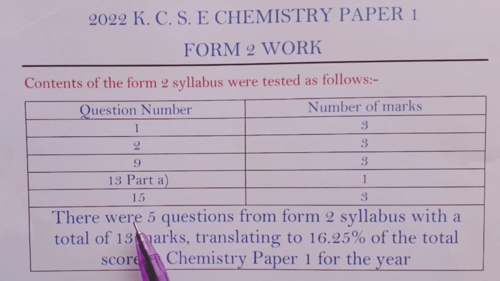These questions had a total of 13 marks, which translates to 16.25% of the total score in Chemistry Paper 1 for the year. Welcome and stay on until the end. Let's begin with looking at the expected responses to question number 1.